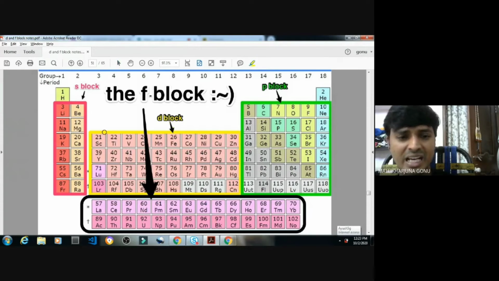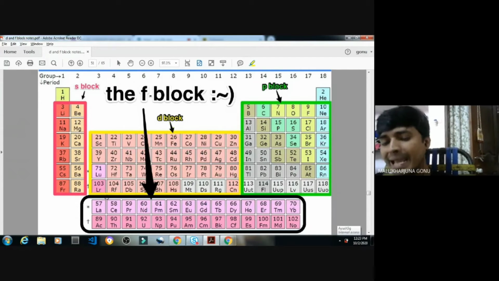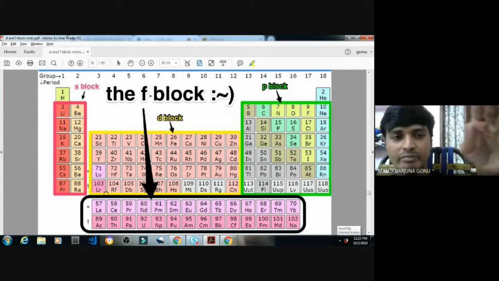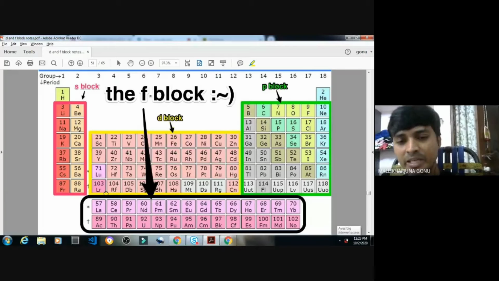Now, what are the F block elements? F block elements means the electron is going into the F orbitals. The valency electron is going into the F orbitals. That is the reason we call them F block elements.